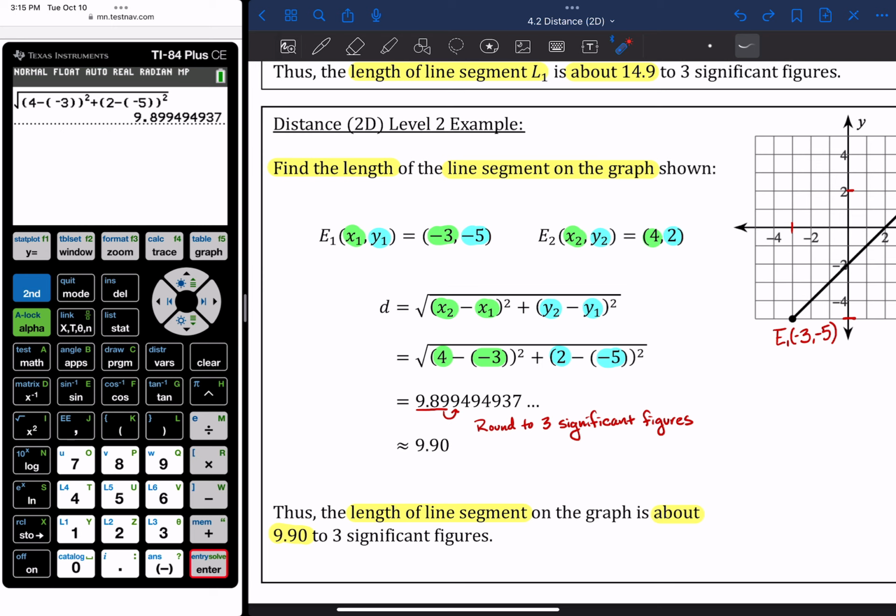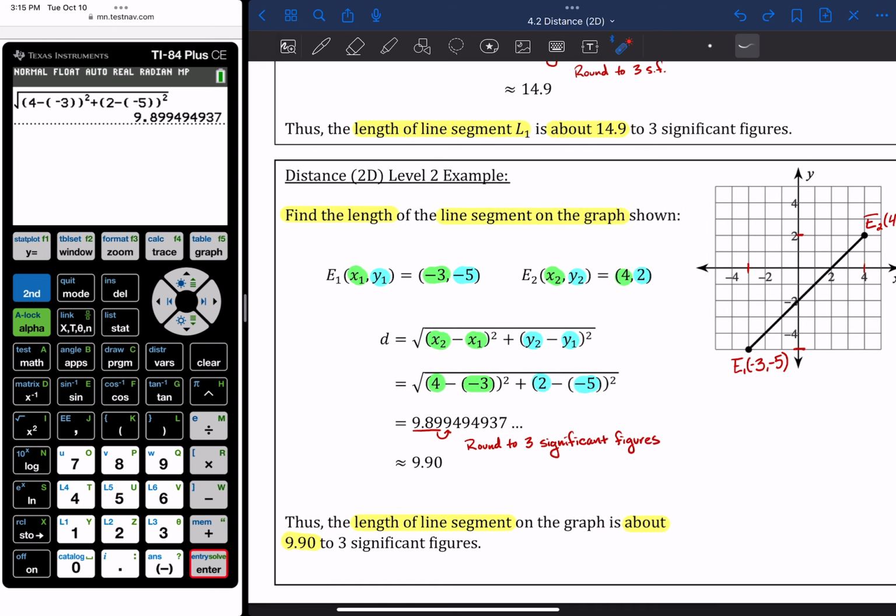All in all, the answer is the length of the line segment on the graph is about 9.9, rounded to three significant figures. So the length of this line segment is roughly 9.9 or 9.90.